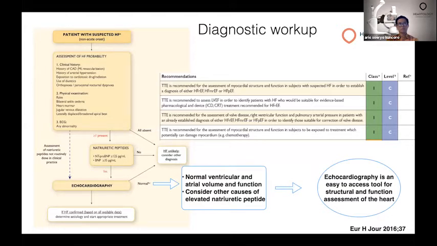Just for example, if we look at the patient with ischemic heart disease, one parameter that we look for as prognostic factors could be the ejection fraction, could be the diastolic function, the classification of diastolic function, and so on.